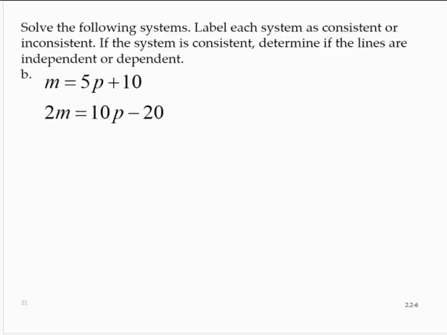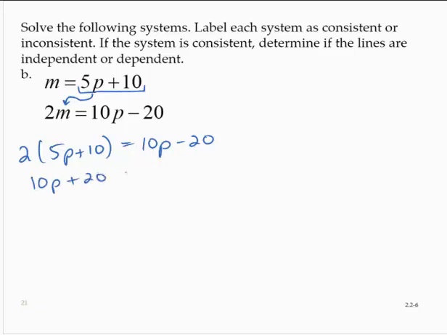Here we're given the system m = 5p + 10 and 2m = 10p - 20. Again, I'm going to use the substitution technique. I have that 5p + 10, I'm going to use it to substitute for m. So I would have 2 times (5p + 10) is equal to 10p - 20. Applying the distributive property, I would have 10p + 20 = 10p - 20.